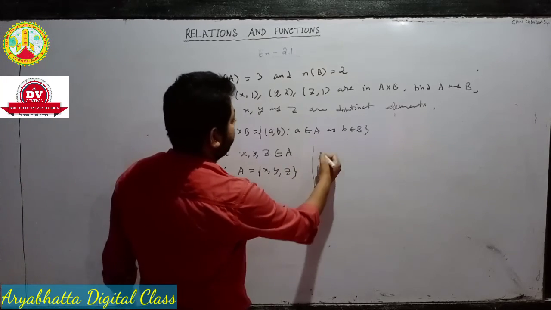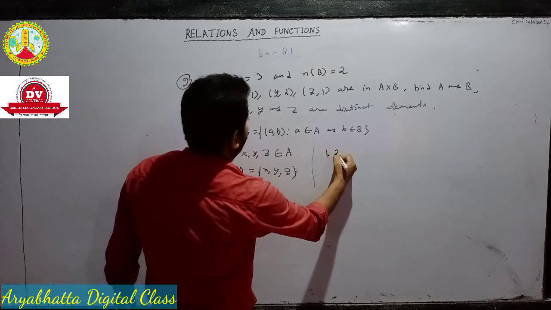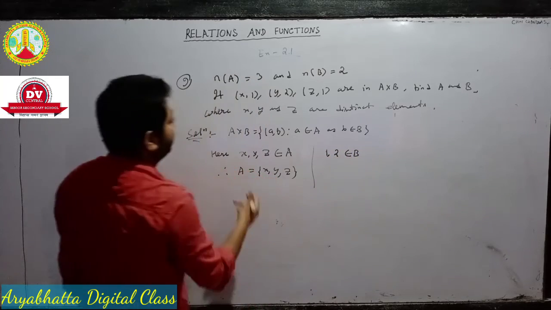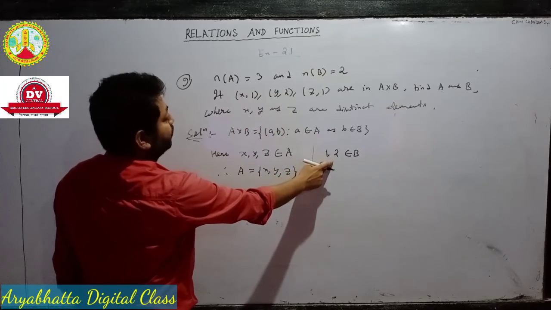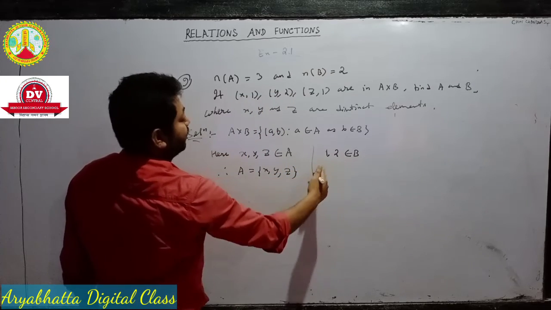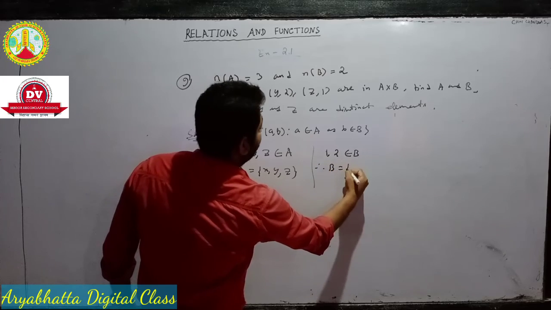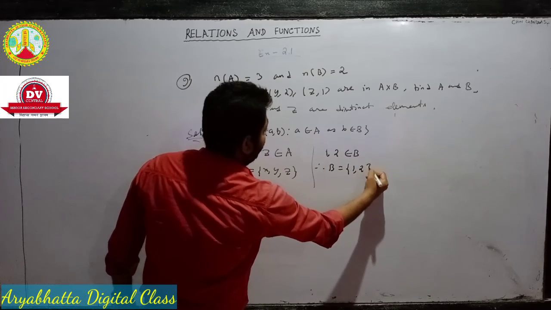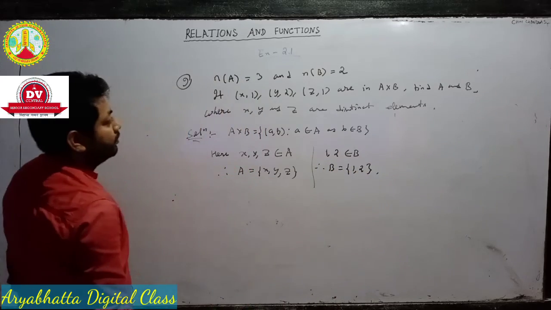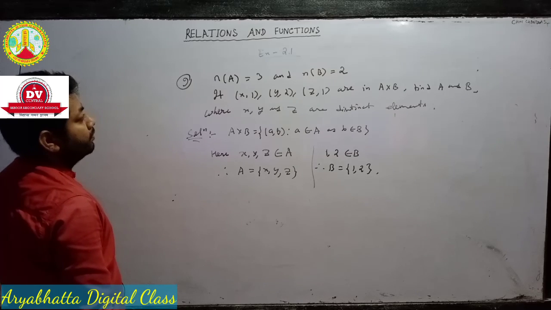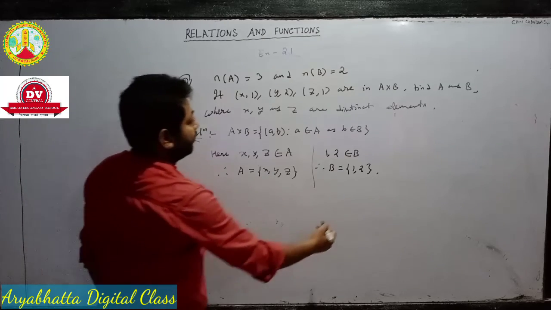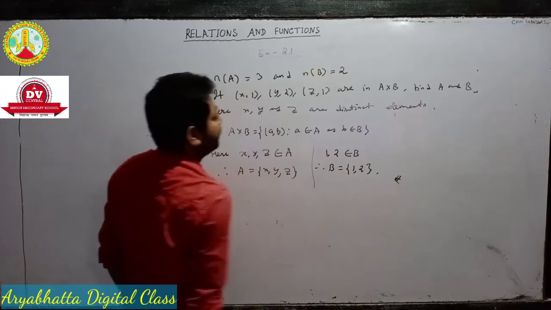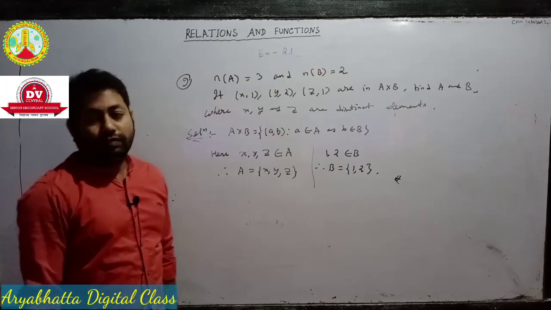And 1, 2 belong to B. Here the second components 1, 2 belong to set B, therefore the set B is equal to {1, 2}. And this is the required answer. Thank you.